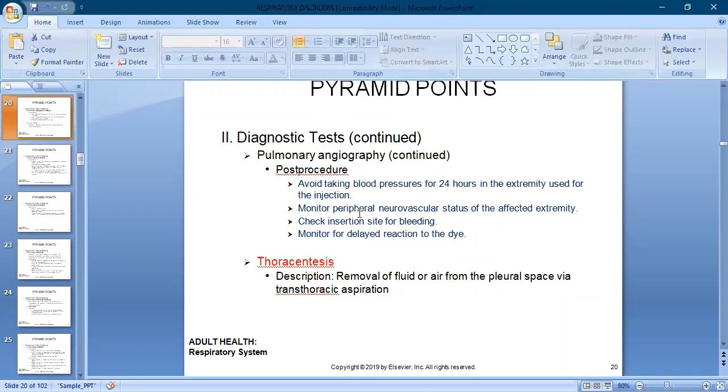And check the insertion site for bleeding. If femoral artery or antecubital, check for any kind of phlebitis or inflammation or bleeding. And also monitor for delayed reaction to the dye, because in some patients the reaction starts later on. So here we have to check after a few minutes for any kind of complication if it arises.